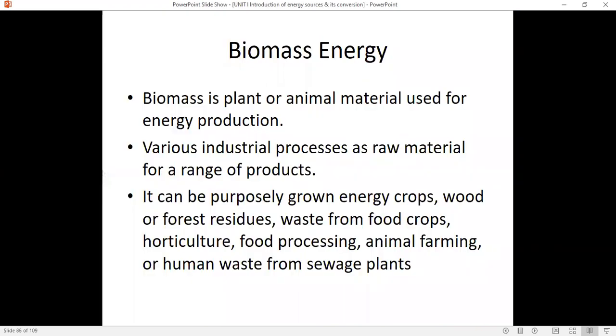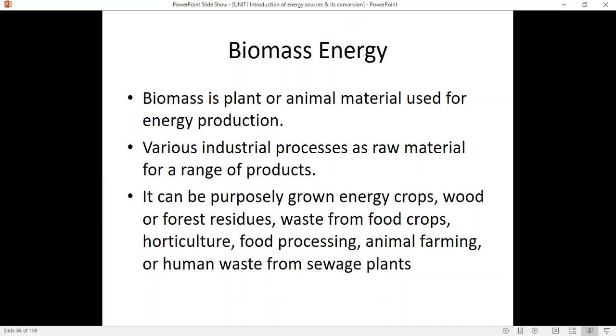Before going to the topic, we should know what biomass generally is. Biomass is something each and every person sees and faces in their day-to-day life. Biomass is nothing but plant or plant-based waste material which is not used for food. It can be defined as biomass.